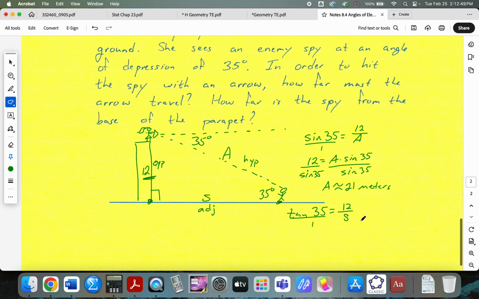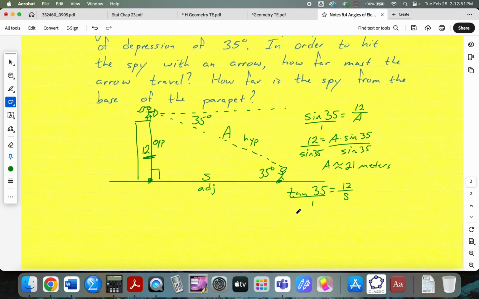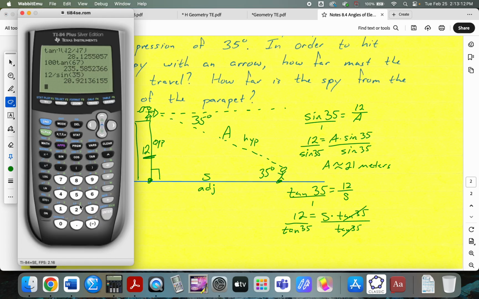Put that over 1 and cross multiply. I get 12 is equal to S times the tangent of 35. We'll divide both sides by the tangent of 35. And we get that it's about 17 meters.